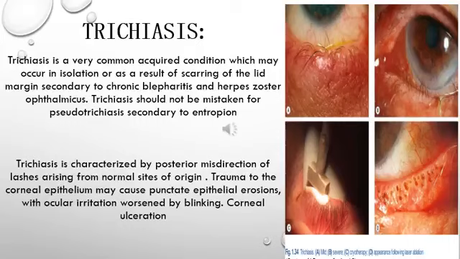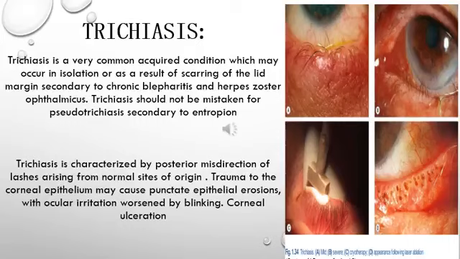We'll talk first about trichiasis. What do I mean by trichiasis? Trichiasis is a very common acquired condition which may occur in isolation or as a result of scarring of the lid margin secondary to chronic blepharitis or herpes zoster ophthalmicus.